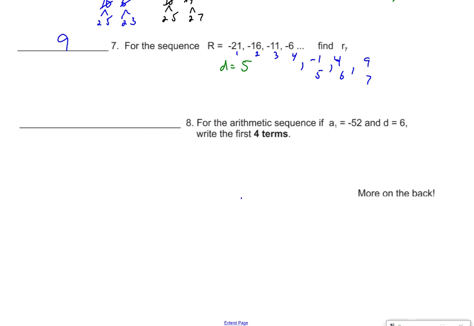How about number 8? For the arithmetic sequence, if a sub 1 equals negative 52 and D is 6, write the first 4 terms. See what you can do with that. Write the first 4 terms. Just going to give you a minute on this one.